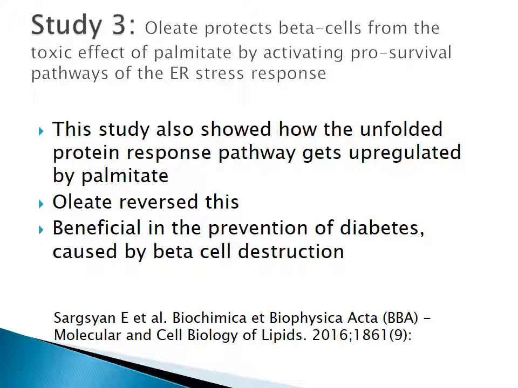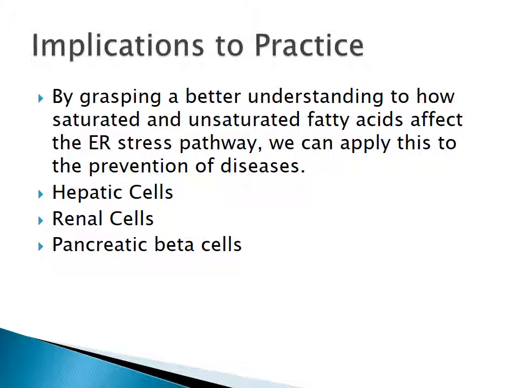And this third study was done on pancreatic beta cells, and as we know, pancreatic beta cells deal with insulin, producing it and storing it. So the palmitic acid actually activated the endoplasmic reticulum stress pathway, and oleate, which is an unsaturated fatty acid, reversed this pathway, so it might be beneficial in the prevention of diabetes if we can prevent the destruction of the beta cells.